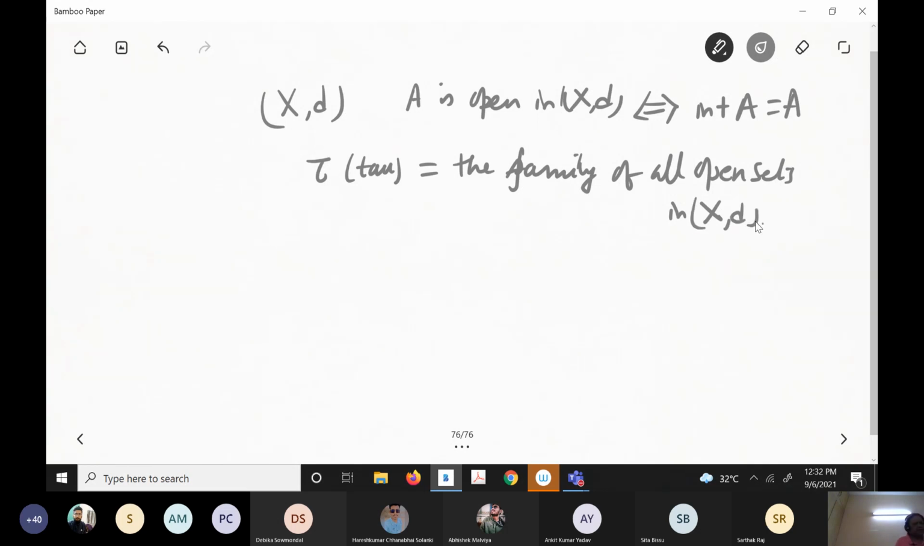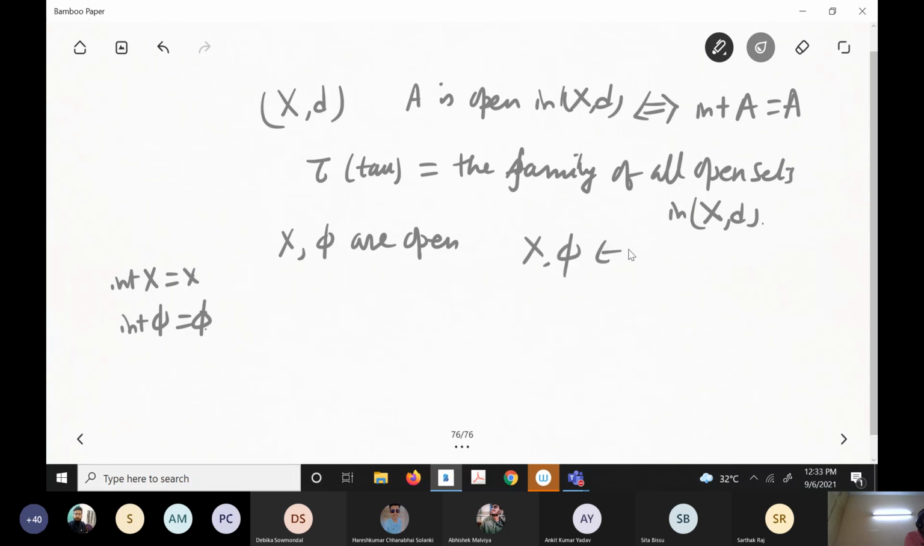Got it? You're collecting them. Look, this family is non-empty because by definition X and phi are open. Already I said that the interior of X is X and the interior of phi is phi. So these are open. That means X and phi belong to tau. Now what I'm proving is Theorem 6.5. First thing: how big is the family? That is the question. Now the question about tau, the family of all open sets: what is the size of tau?